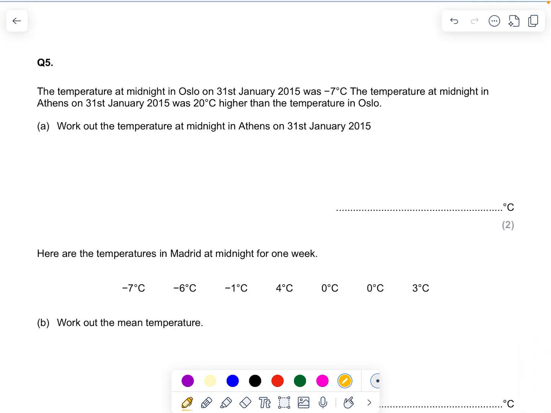Work out the temperature at midnight in Athens. So it's saying that the temperature at midnight on the 31st was -7, and the temperature at midnight was 20 degrees higher. So they want you to add 20 degrees more. So it was -7. We're adding on 20 degrees more. So -7 plus 20 is 13 degrees Celsius.